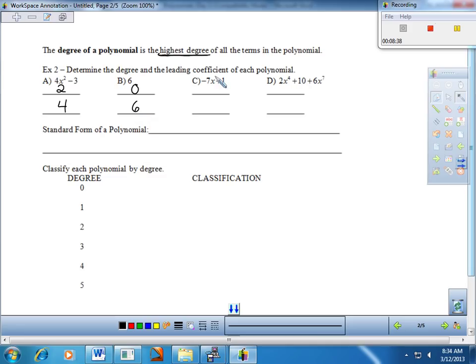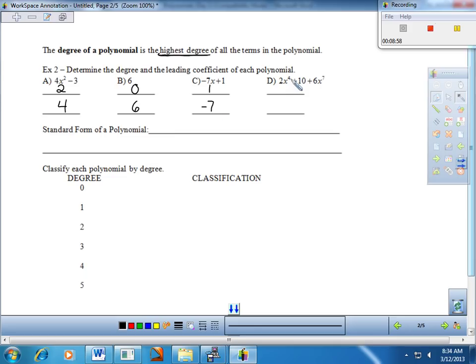Letter C, let's get moving on this one. This would be an x to the first right here. This would be an x to the 0. X to the first is obviously the larger, so it is a degree 1 polynomial. And if I found my degree right here, then I just go right out in front where I found it, and the leading coefficient is -7.